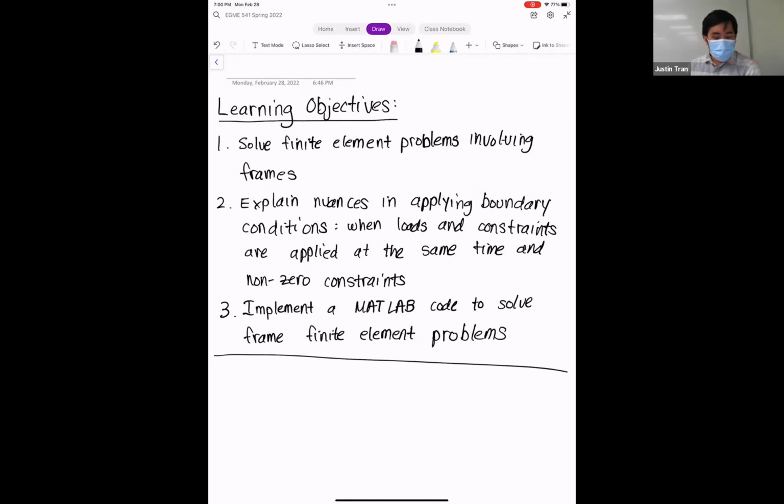Today the plan is to continue with our lecture notes on frame equations. I think we stopped right in the middle of an example last time, so we're going to pick up right where we left off. There really isn't that much to say about frames, other than they're hard to solve because they are so big and so long. So I'm not going to spend too much time on them, but I do want to spend a little time on some nuance in applying boundary conditions.